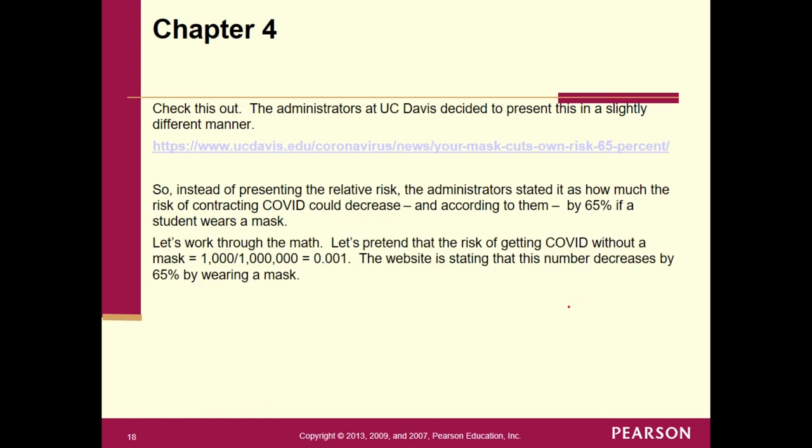So now let's apply it to this particular issue here with COVID, and let's work through the math. Let's pretend I do not know what these actual numbers are. The website didn't state it, and I didn't look it up. But let's just pretend that the risk of getting COVID without a mask is 0.001, so 1,000 out of a million people. The website is stating that this number decreases by 65% by wearing a mask.